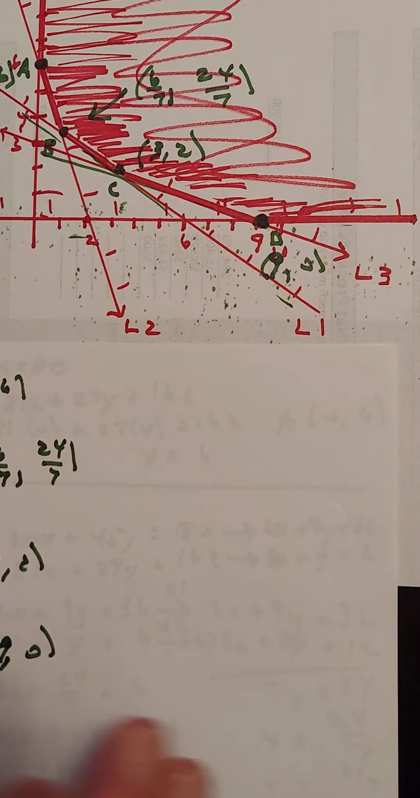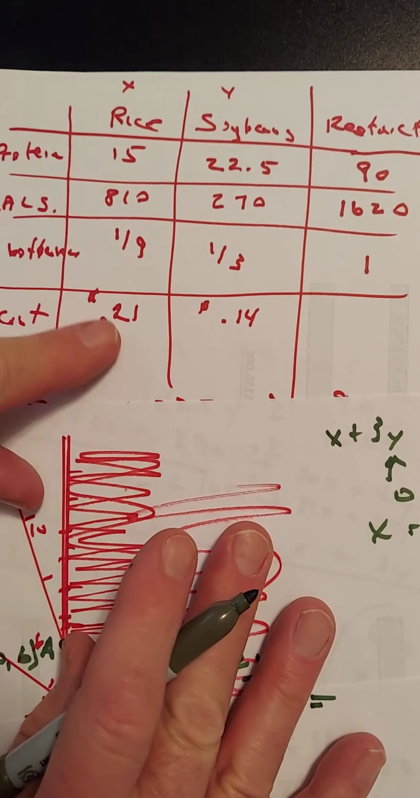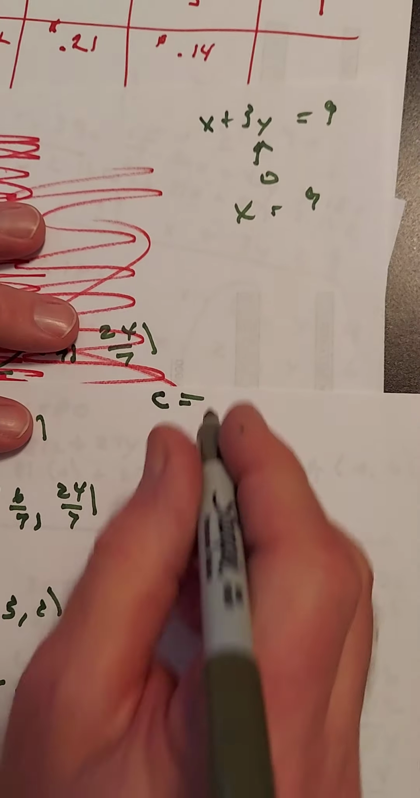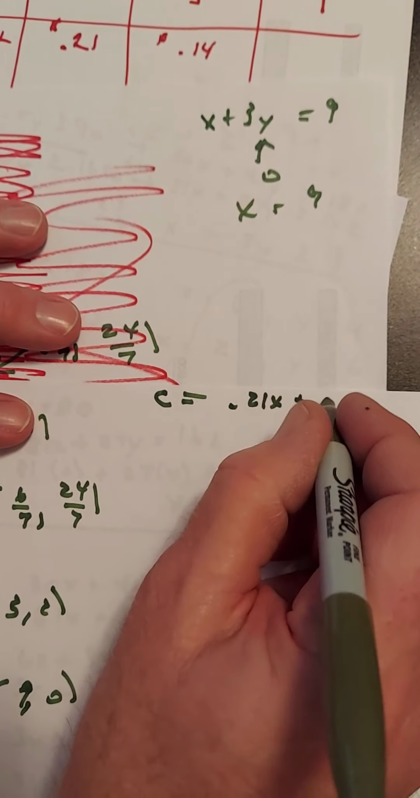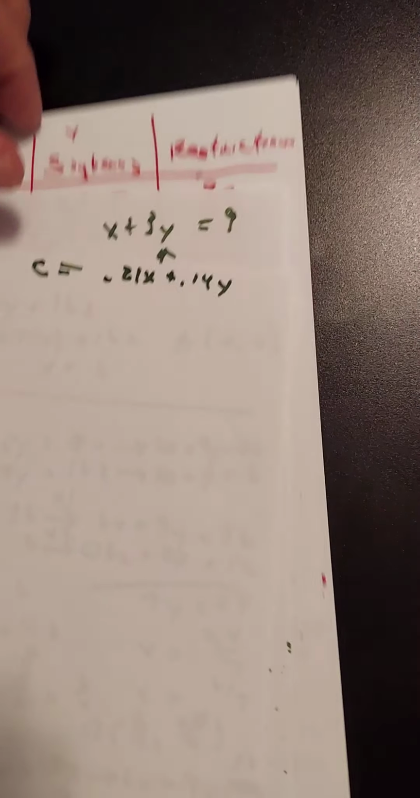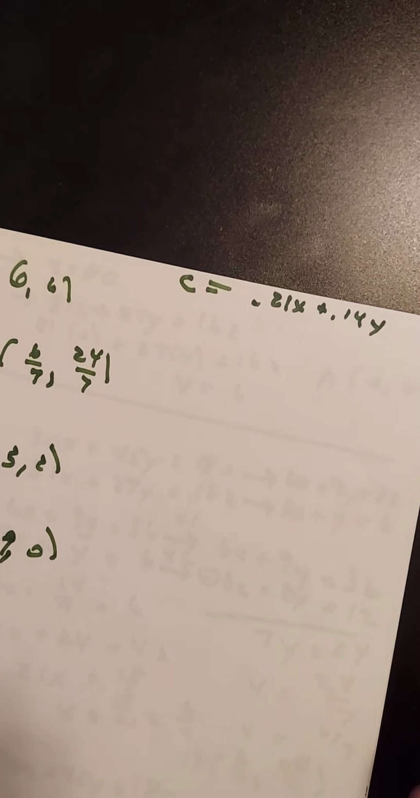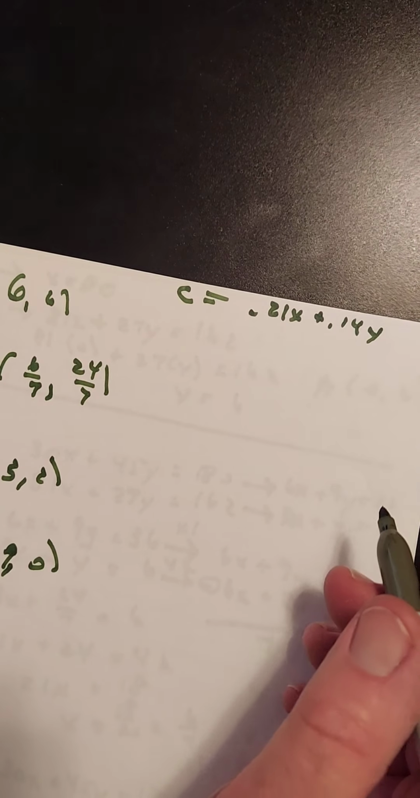Okay, let's go back to the chart. My profit function actually is a cost function on this one. My cost function, going back here, you had 21 cents and 14 cents. So that's going to be 0.21x plus 0.14y. If you just want to use 21 and 14, that's fine. Just remember, this is cents. We got to change it back.